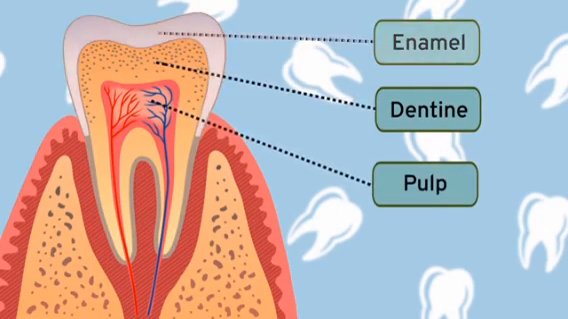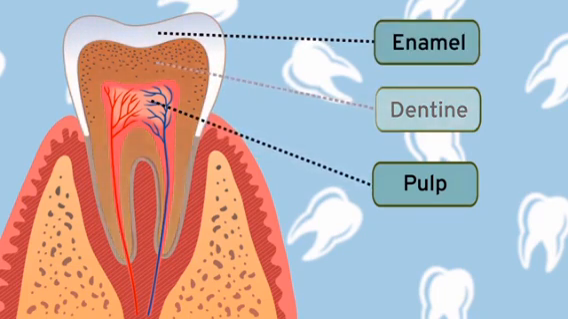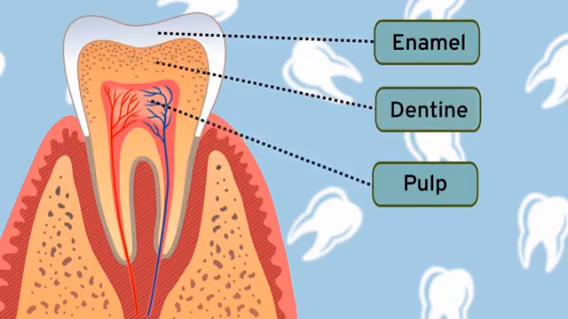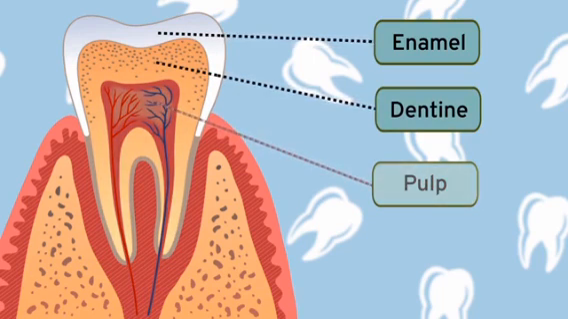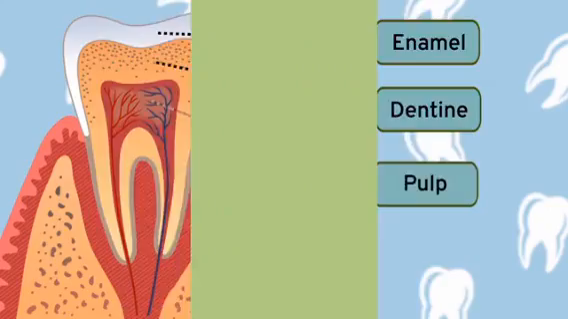The enamel is the hardest part of our body, even stronger than bones. It covers the crown like a helmet and protects the tooth from the wear and tear of everyday use. Dentine is the softer layer that supports the enamel. Under the dentine lies the pulp. This is the soft part in the center of the tooth that has the blood vessels and the nerves.